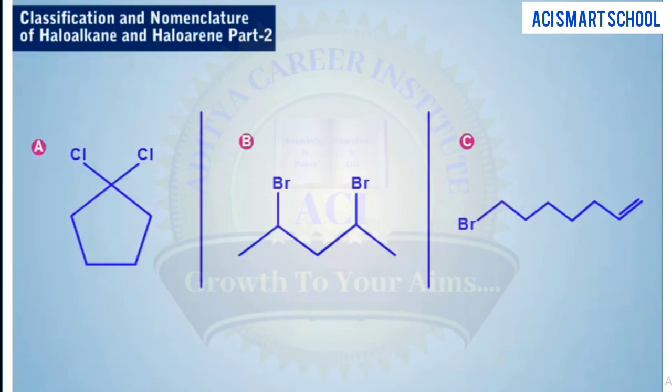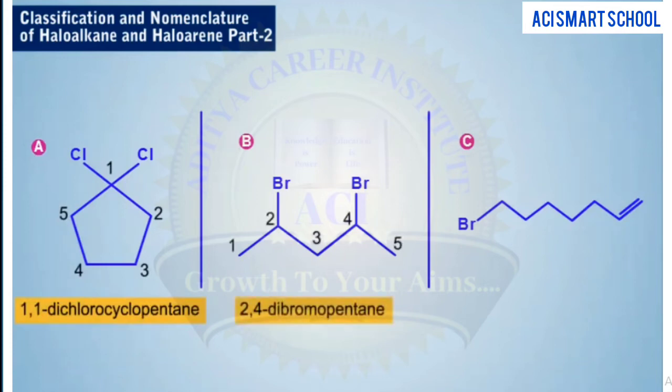Here are some additional practice problems. Try to name molecules A, B, and C on your own before proceeding. Molecule A is 1,1-dichlorocyclopentane. Molecule B is correctly named 2,4-dibromopentane. In this molecule, you will get the same name whether you start counting from the left or the right.